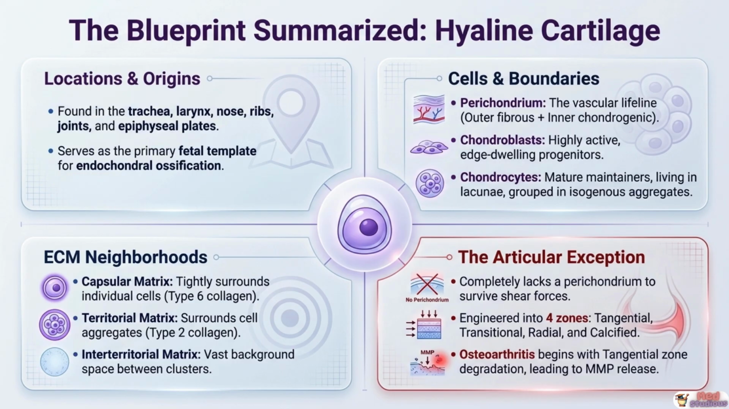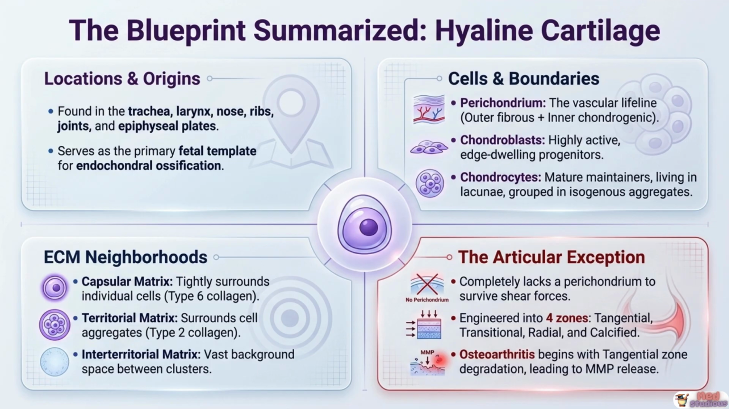Cells and boundaries. The perichondrium is the two-layered vascular lifeline covering all hyaline cartilage except articular surfaces, consisting of an outer fibrous layer providing structural integrity and an inner chondrogenic layer housing progenitor cells. Chondroblasts are the highly active edge-dwelling matrix builders, secreting matrix until they trap themselves and mature into chondrocytes. Chondrocytes are the mature maintainers, living in lacunae and grouped in isogenous aggregates.